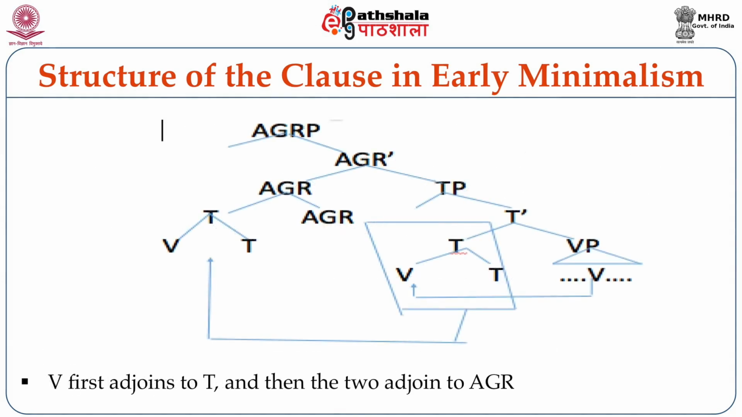You can see the structure for this on your screen, where we have a T layer over the VP layer and an AGR layer over the TP layer. Now V first moves and adjoins to the T head. Then this complex V plus T head, the part which you can see as a square or a trapezium on your screen, moves up and adjoins to the AGR head, and then we get the structure as it is there.